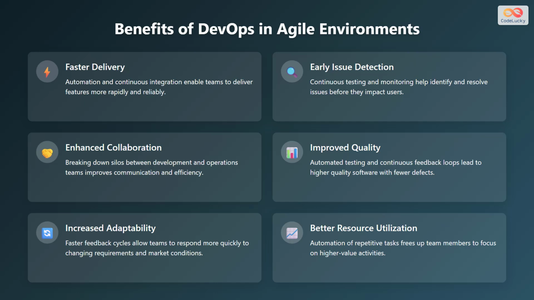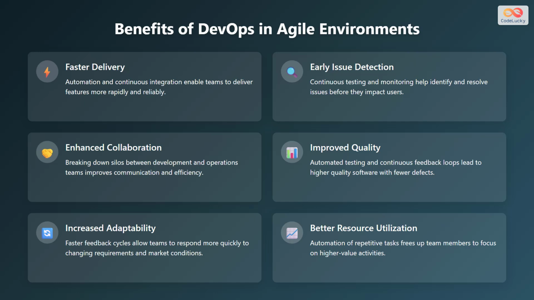The integration of DevOps in Agile environments provides several benefits. Faster delivery is achieved through automation and continuous integration, enabling teams to deliver features more rapidly and reliably. Early issue detection is facilitated by continuous testing and monitoring, helping to identify and resolve issues before they impact users. Enhanced collaboration results from breaking down silos between development and operations teams, improving communication and efficiency.